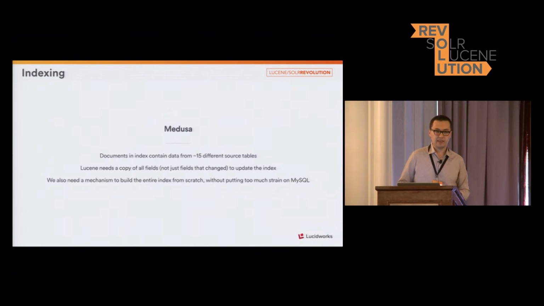Now that we can detect data mutations straight from the databases, we have to transform them to the appropriate Lucene indexing events. This presents some challenges. Each document in our index contains data from about 15 different source tables. To index a document, Lucene needs a copy of all fields, not just the fields that changed. And we don't want each search node to issue SQL queries to get all required data, since that presents a scalability challenge. We also need an efficient way to construct a new Lucene index from scratch without putting too much strain on the source DBs.